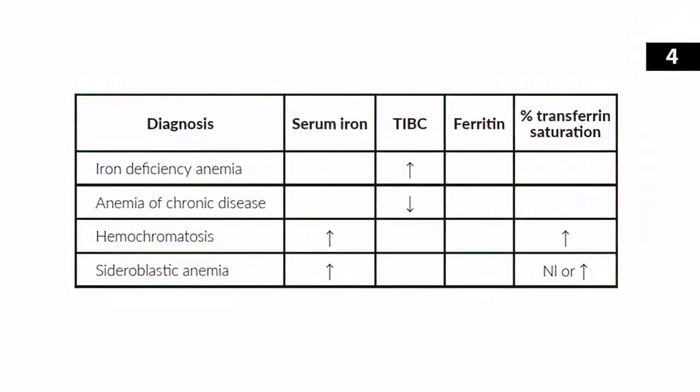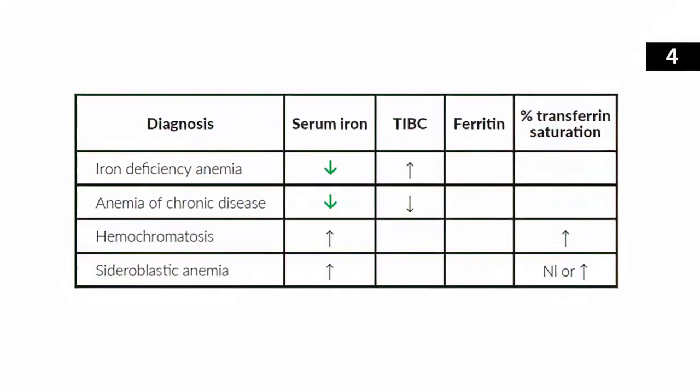So let's talk about how we use those lab results to help make the diagnosis. In the first two rows, we have iron deficiency anemia and anemia of chronic disease. And in both of these, the serum iron level will be low. The next column is TIBC, or total iron binding capacity. So this is a measure of how much transferrin is in the blood. Transferrin is a protein that transports iron in the blood. So anything that elevates transferrin is going to elevate TIBC. So transferrin is elevated in iron deficiency, but it's low in anemia of chronic disease.